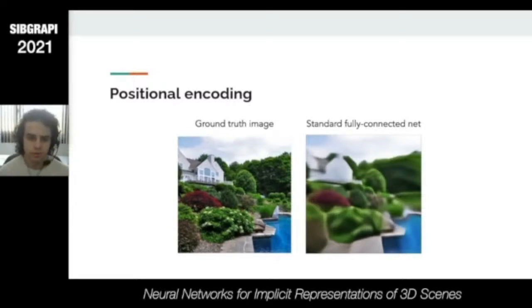This is due to the fact that these sorts of networks tend to learn lower frequency information much faster than they learn higher frequency information, and they sort of prioritize low frequency information. So at the end of the day, you'll get a network that represents an overall picture of the image you're trying to encode, but you won't get a very accurate result.